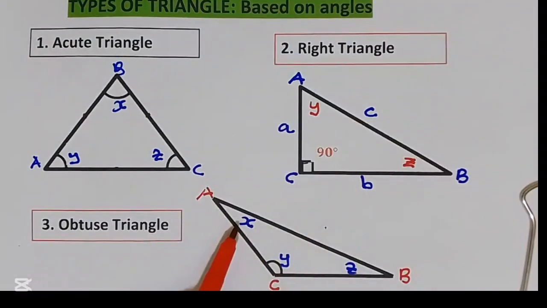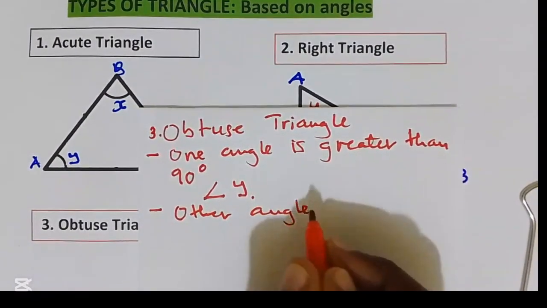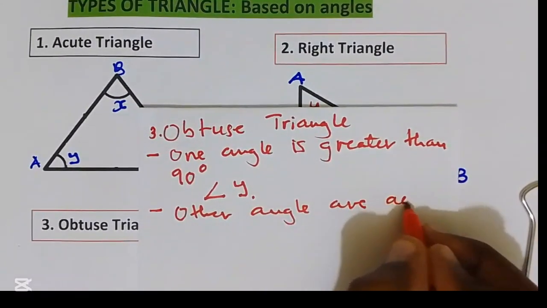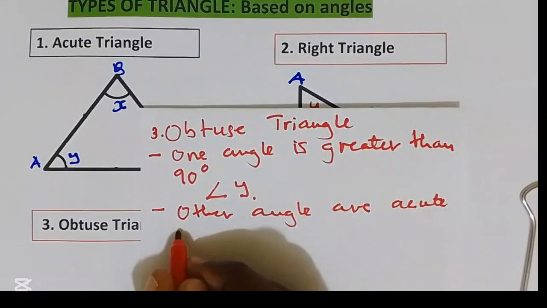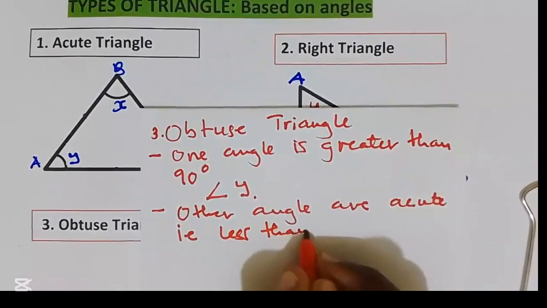Second characteristic, the other angles are acute angles. That is angles X and Z, they are acute angles. This means they are less than 90 degrees.